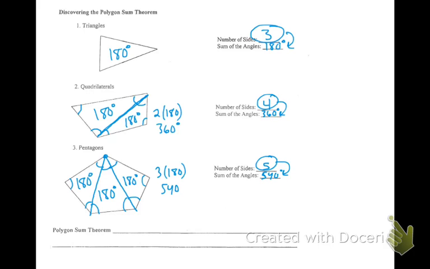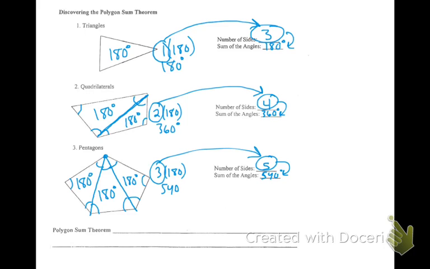So I go back to the triangle. There's one triangle there, so I'm going to do 1 times 180 degrees. That's kind of a basic example. But notice that this number that I'm multiplying 180 degrees by relates to the number of sides by being 2 fewer. So the number of sides minus 2. If you take however many sides you have and subtract off 2, that tells you how many triangles you have inside of your figure. And each triangle has 180 degrees in its interior angles.